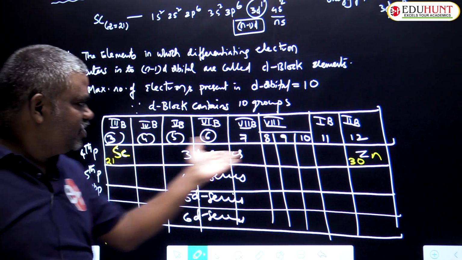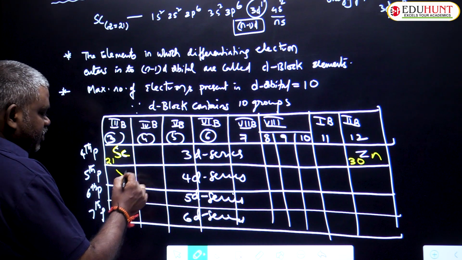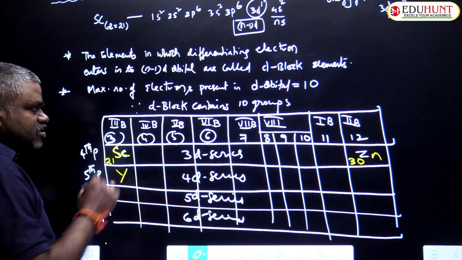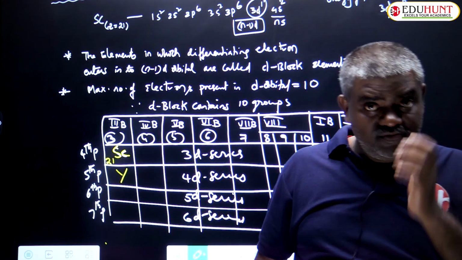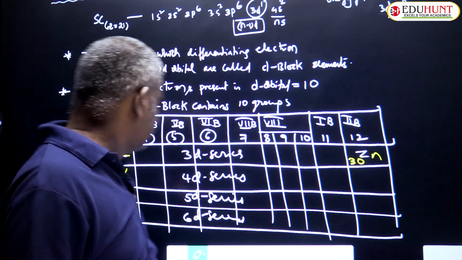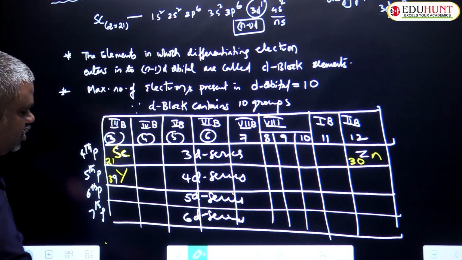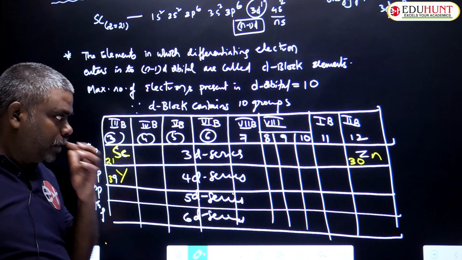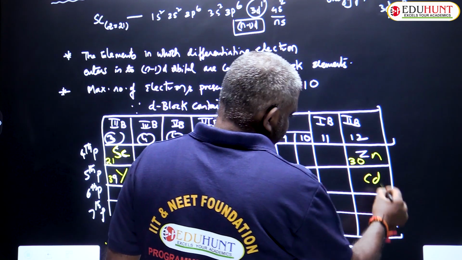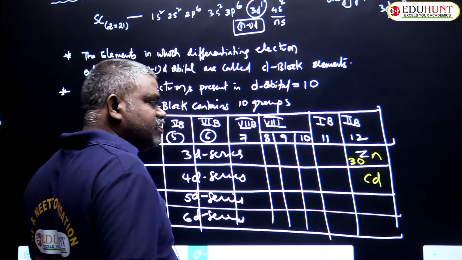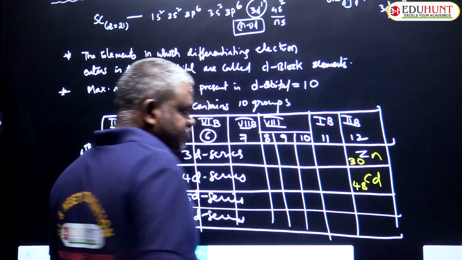See, total 10 elements are present here, and after that, here yttrium is present. The total number of elements in the 4th period is 18, so add 21 plus 18, the atomic number is 39. Yttrium is 39, and yttrium to cadmium, here also 10 elements are present. 30 plus 18 is 48, cadmium.